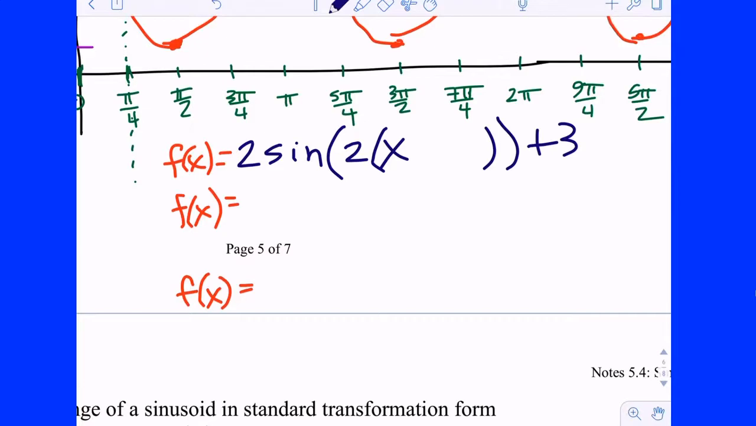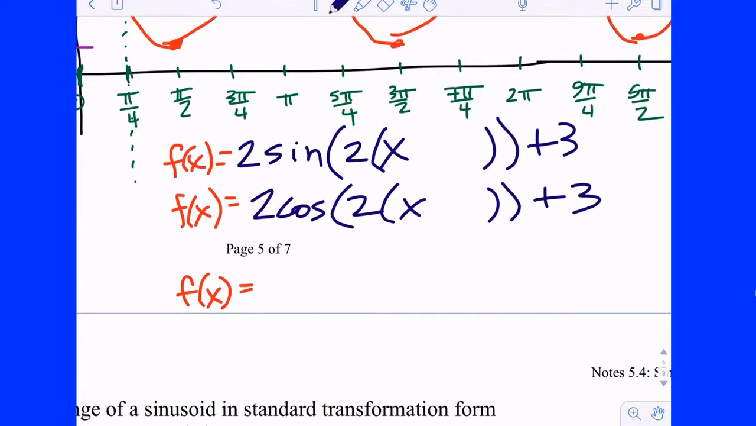If I want a positive cosine, it's going to be a positive 2 cosine of the B value, still 2, x plus or minus something, plus 3. And if I want a negative cosine, it's negative 2 cosine, parentheses 2, x plus or minus something, plus 3.